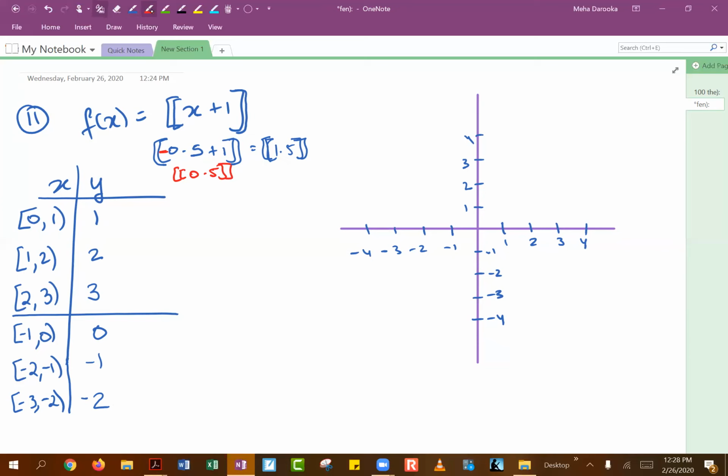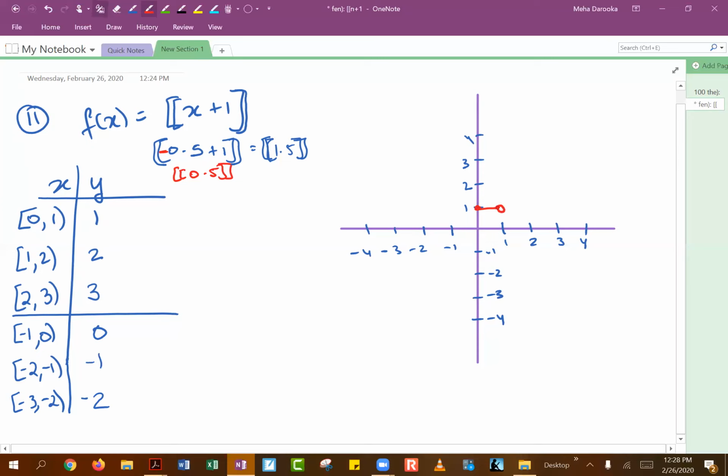So where will my first step be then? For 0, 1. Well, it would be 0 on the x and 1 on the y. At 1.